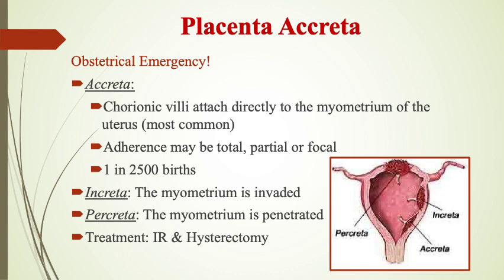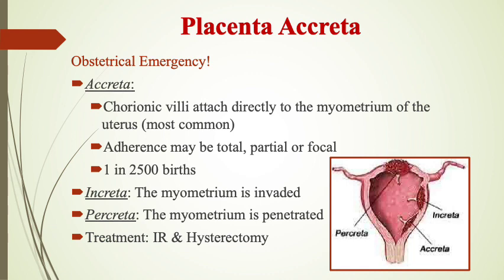Adherence may be total, partial, or focal, and this usually happens in 1 in 2,500 births. Another type is what is known as placenta increta, when the myometrium is invaded. There is also placenta percreta, where the myometrium is penetrated. The treatment of any of these, accreta, increta, or percreta, is IR, which is interventional radiology. So the patient will go to IR.